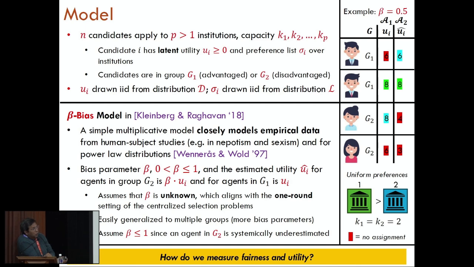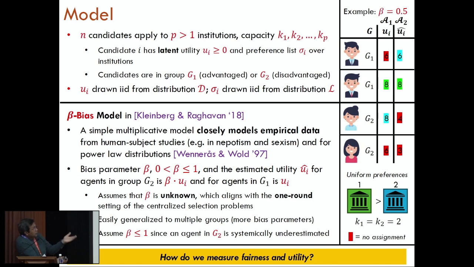So a little bit more mathematically, we consider N candidates that apply to P institutes. The institutional capacities are K1, K2, and so on. Each candidate has a latent or true utility, which is what we should be observing. It is denoted by U_i. And each candidate also has a preference over the institutes, which is a ranking, and we denote that by sigma_i. We think of candidates in group 1 as the advantage group and candidates in group 2 as the disadvantage group.